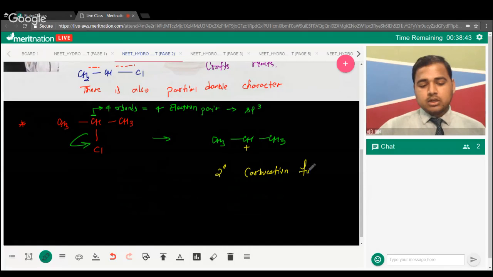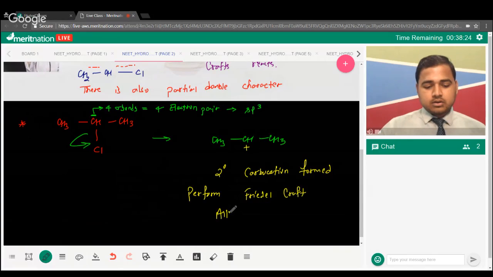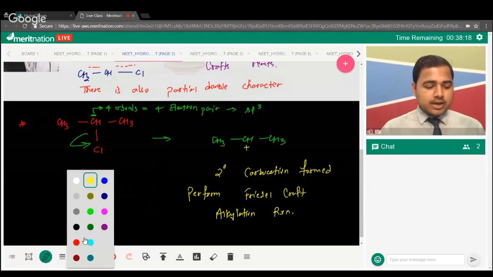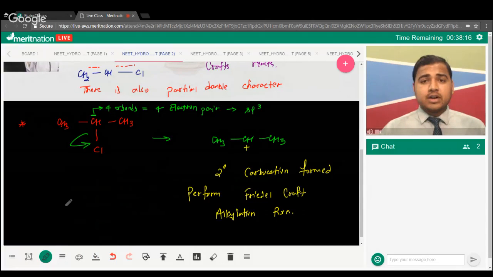Carbocation formed, and perform the Friedel-Crafts alkylation reaction, not the acylation, because right now we have the alkyl group, not the acyl group. So perform the Friedel-Crafts alkylation reaction. Suppose you have benzene, how can we say Friedel-Crafts alkylation?